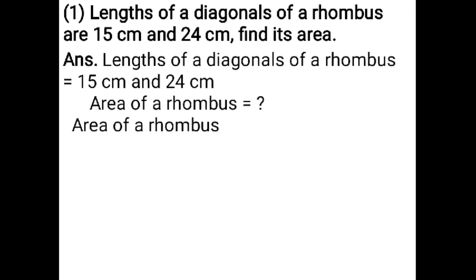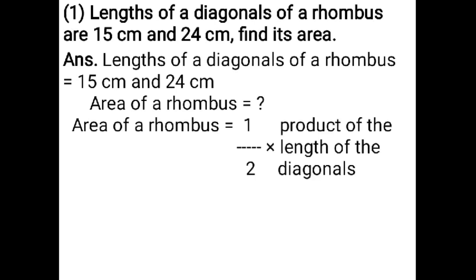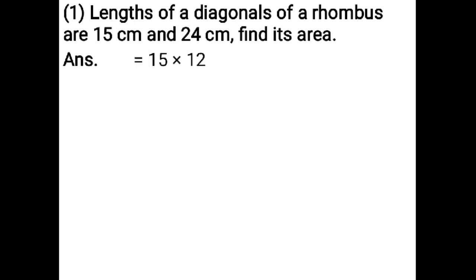The formula of area of a rhombus is half into the product of the lengths of the diagonals. Product of the lengths of the diagonals means you have to write the multiplication form of the given lengths of the two diagonals, that is equal to half into 15 into 24. Okay, the 2 table is going, now you have to do the cancellation. 2 ones are 2, 2 12s are 24. The number which is left on the numerator, you have to write in multiplication form, that is equal to 15 into 12. Now you have to multiply the number 15 into 12.